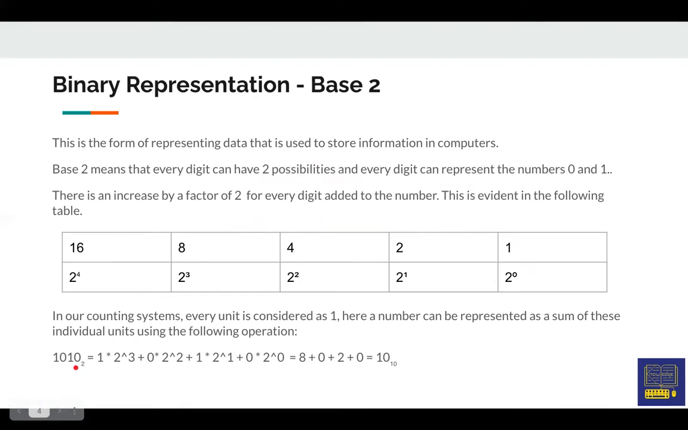Now what you can simply do is 0 into 2 to the power 0, so that's 0. You can see that right here. 1 into 2 to the power 1, it's 2. Then you have again 0, so you can just omit that. And then you have 1, which is 2 to the power 3, it's the fourth digit. So that's 1 into 2 to the power 3, and that's 8. So that's 10 individuals. So this entire binary number simply represents that there are 10 individual units in this group.